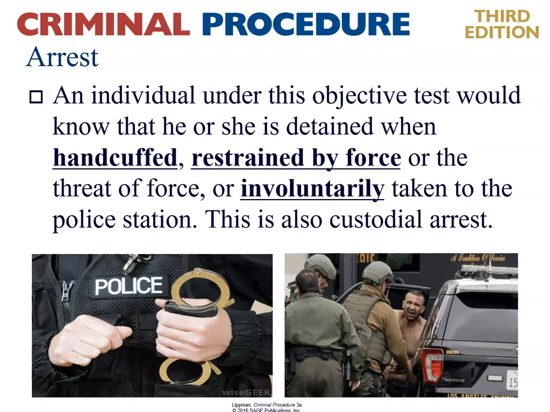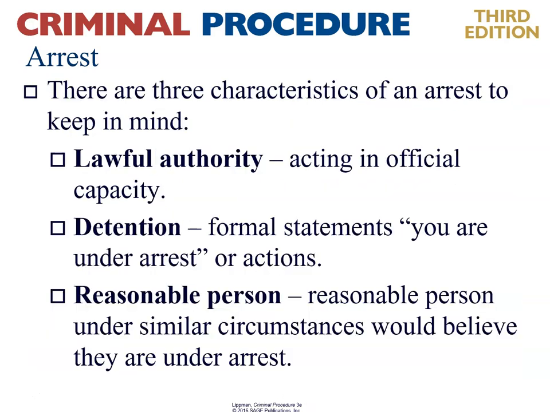This is also called a custodial arrest, but let's look at a couple things we need to keep in mind. Three characteristics of an arrest. The first one is lawful authority. The officer under lawful authority is acting in his or her official capacity as a law enforcement official. And restraint by a private person would be something a little bit different.